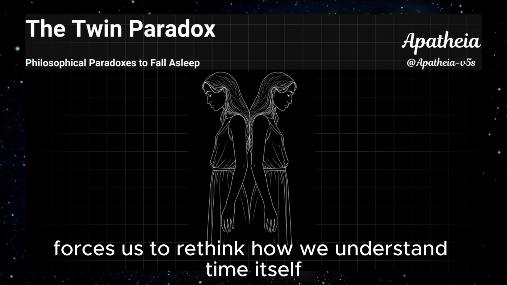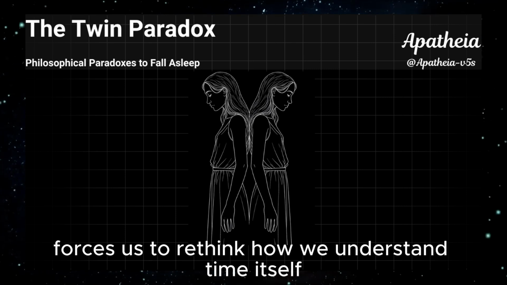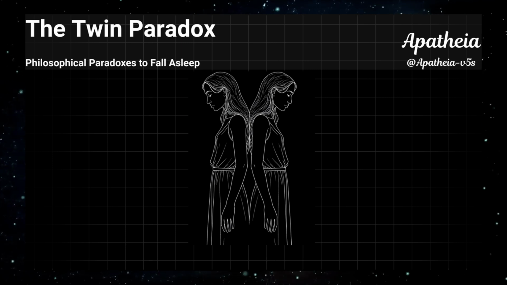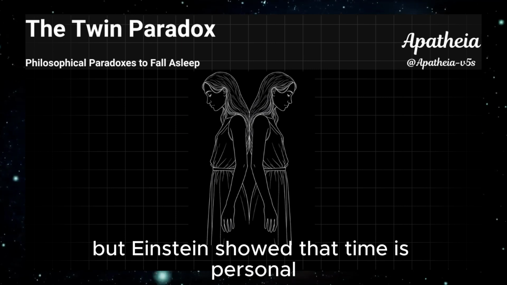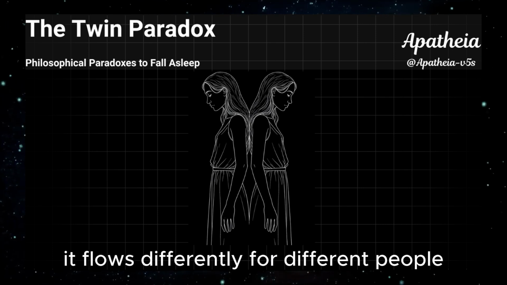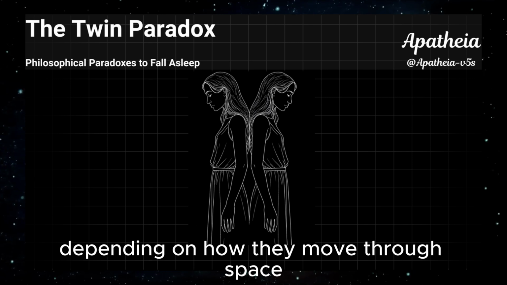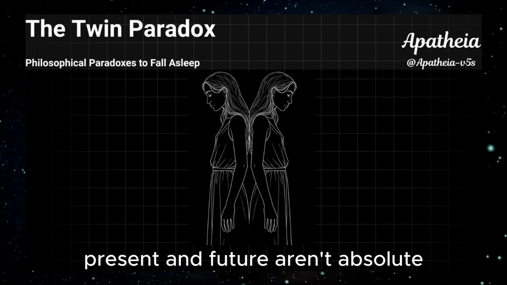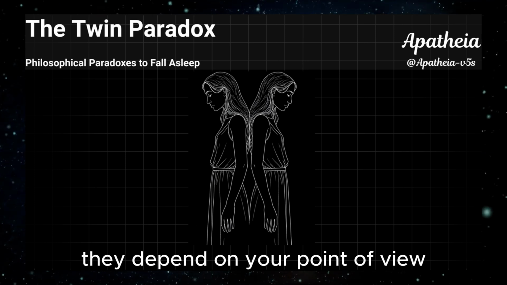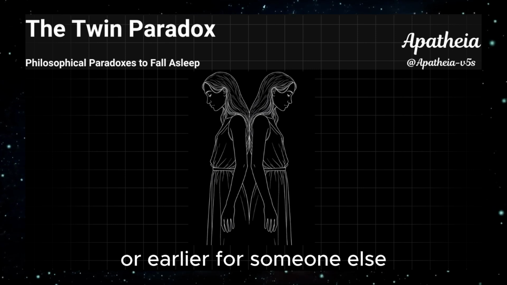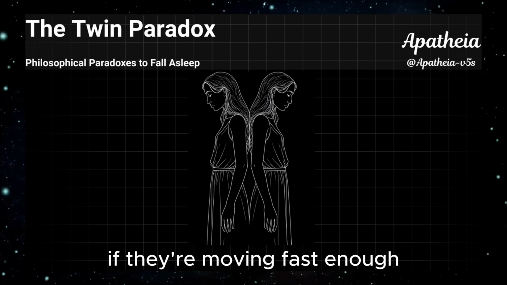The twin paradox forces us to rethink how we understand time itself. We're used to thinking of time as a universal clock, ticking the same for everyone. But Einstein showed that time is personal. It flows differently for different people, depending on how they move through space. This also means that past, present, and future aren't absolute. They depend on your point of view. What's now for you may be later or earlier for someone else, if they're moving fast enough.